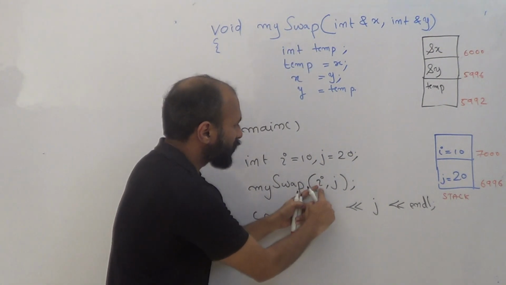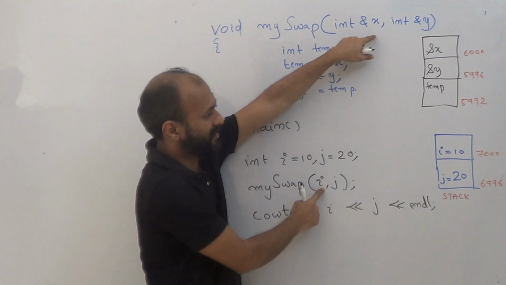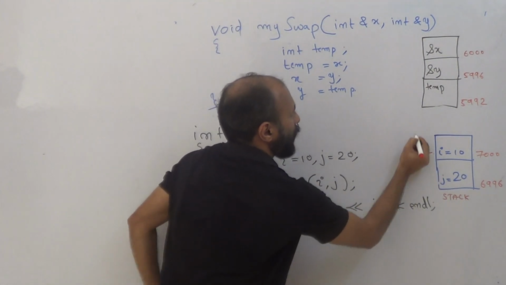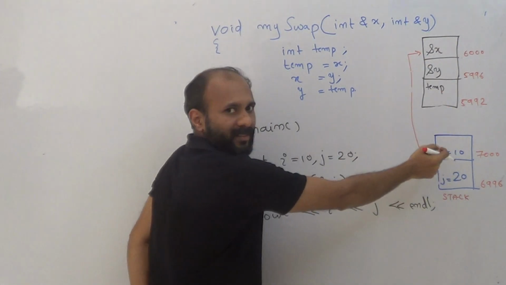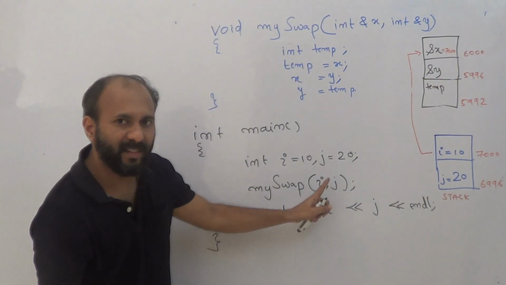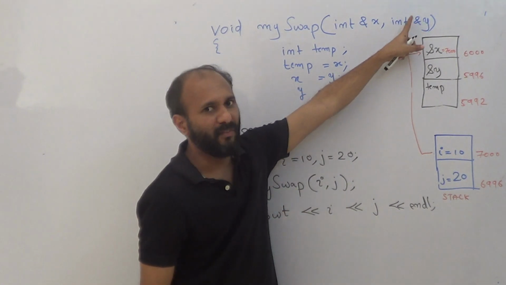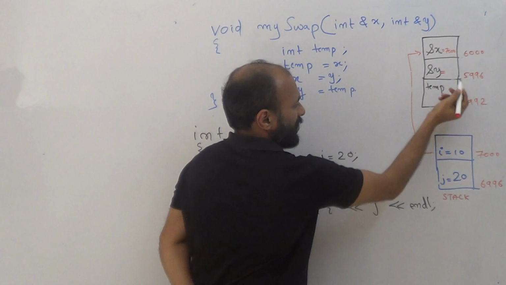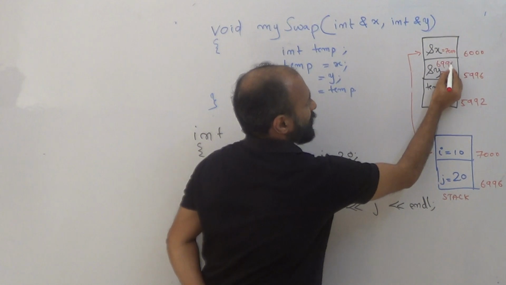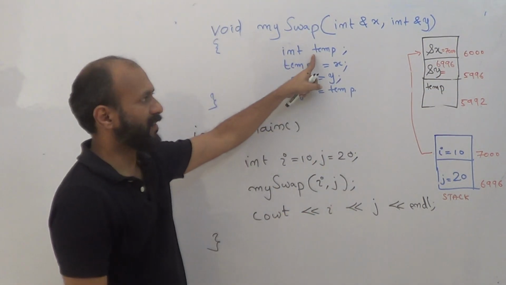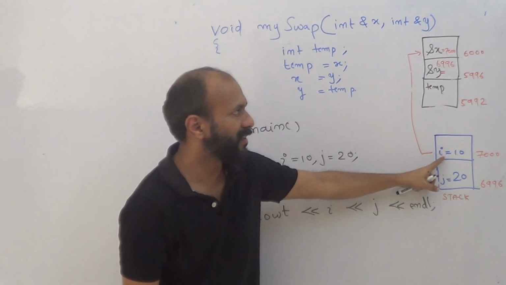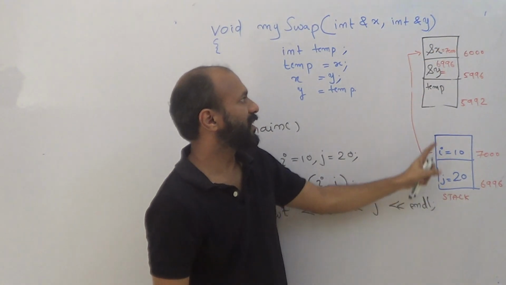Now the address of this i got passed into x. So this x will be 7000. Now the address of j got collected over y. Address of j is 6996. Now we have a local variable here. Now this x and y are aliases to i and j. Instead of i, you can use x. Instead of j, you can use y.